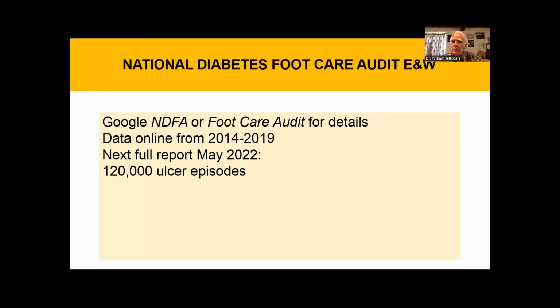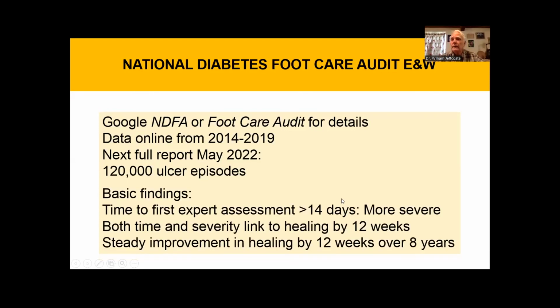So if you want to know about the actual audit that we run in England and Wales, just Google NDFA or foot care audit, as it says here, and you'll get in. The data that are published are up to 2019, and as I said, cover 20,000 foot ulcer episodes in England and Wales. The actual follow-up data are now available, and we have 120,000 foot ulcer episodes in the 2 countries, and we can compare places. I can't show you the latest data, they're embargoed. Next slide.